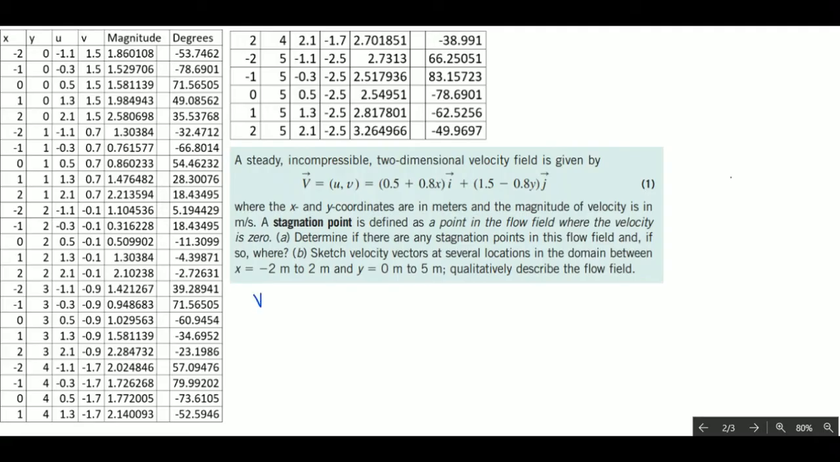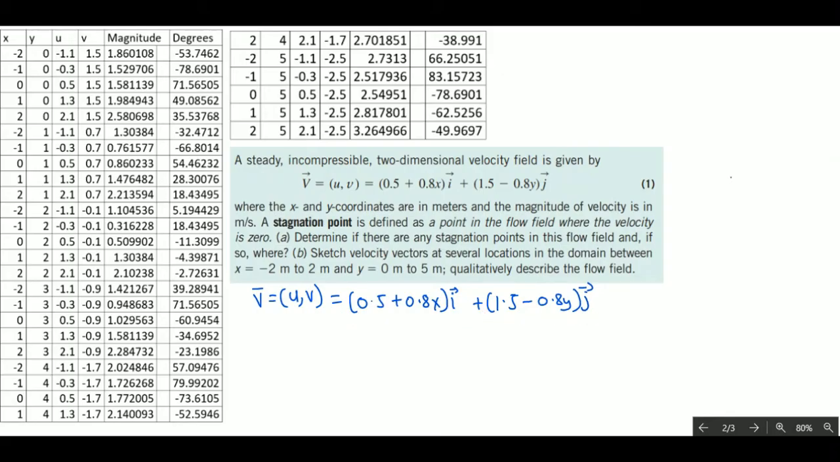So we have been given the vector v, which has components u and v, which is equal to 0.5 plus 0.8x multiplying vector i, plus 1.5 minus 0.8y multiplying vector j. So this represents the u, which is the x component, and this represents the v, which is the y component.